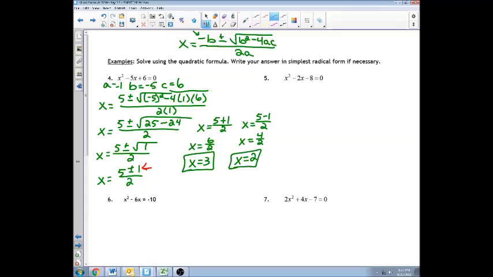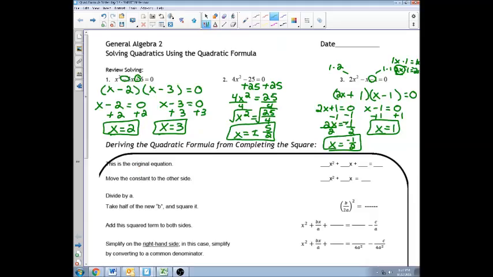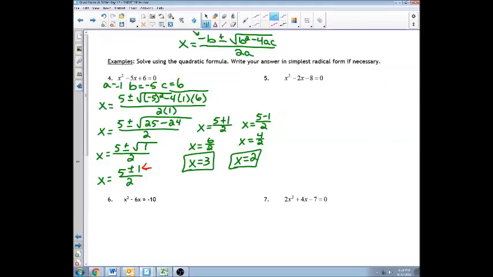So if you compare that to the problem on the front side, which is the exact same problem, problem number 1 here, my final answer was x equals 2 and x equals 3. And that's what we got from factoring. Well, using the quadratic formula, I still get x equals 2 and x equals 3. So on to problem number 5.